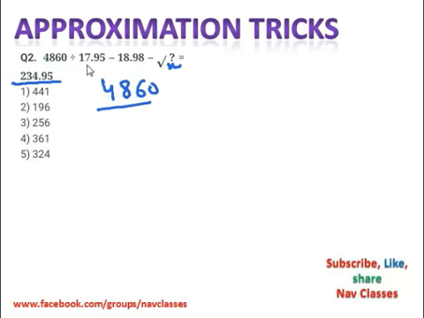So we are going to divide 4860 by 17.95, which will be equal to 18 if we approximate it, because we are just adding 0.05 to it. It will definitely cancel completely, but first I am cancelling on the 2 table. It comes to 9.